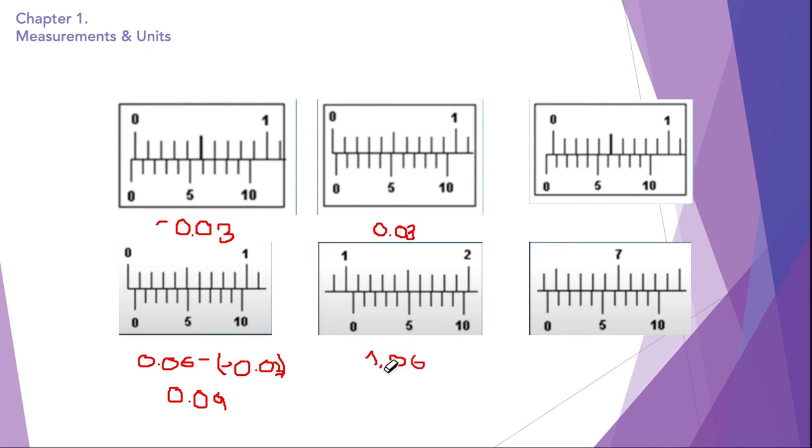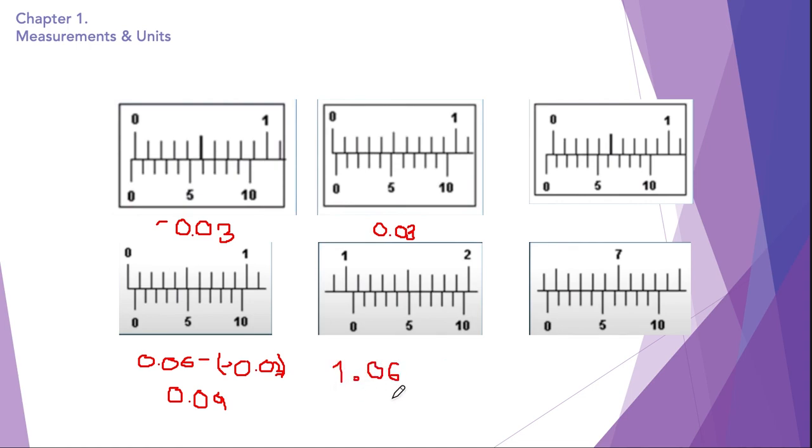So how are we going to find the reading of this Vernier calipers? We first find the main scale reading, which is 1 millimeter. Then we find the Vernier scale reading, which is 0.06 millimeters. We add these two readings, 0.06 with 1, and we get 1.06, which is the reading of this Vernier calipers.